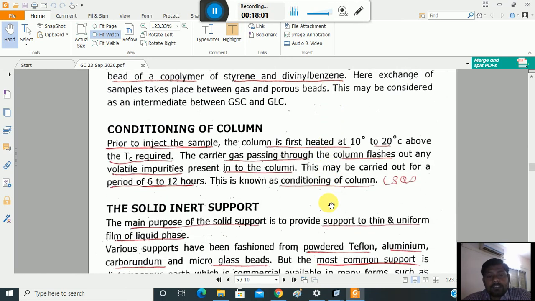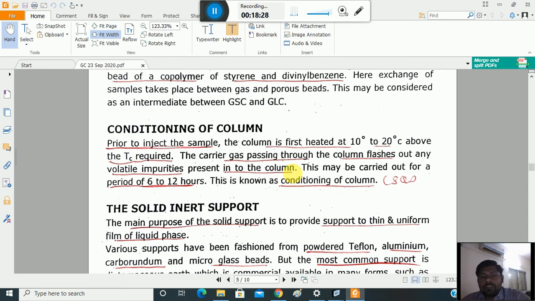Okay, conditioning of the column. Prior to injecting the sample, the column is first heated to 10 to 20 degrees above the required critical temperature. I already discussed that point earlier in the OTC, open tubular column. So that is called conditioning of the column. The carrier gas passing through the column flushes out any volatile impurities present in the column.